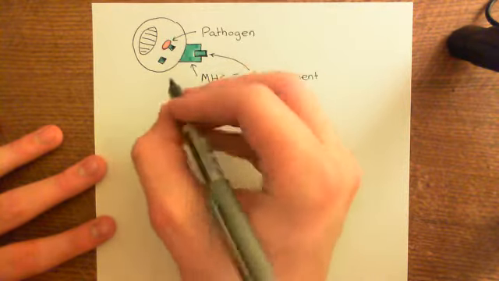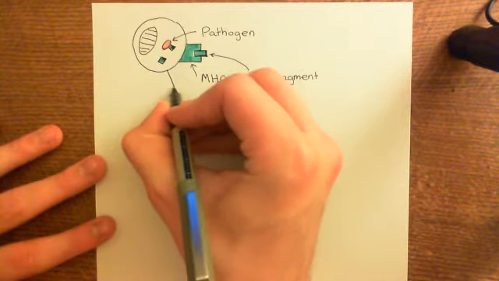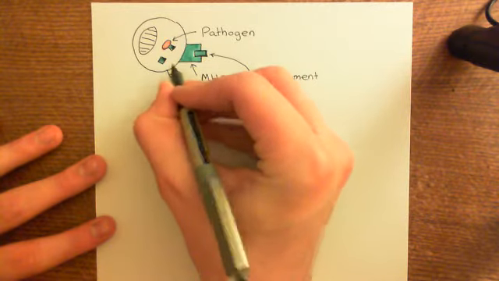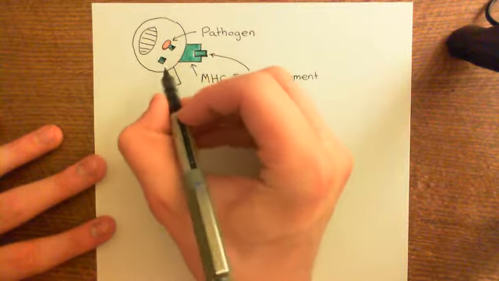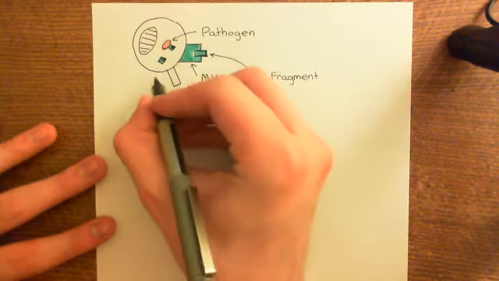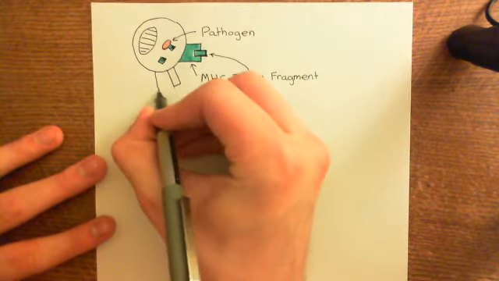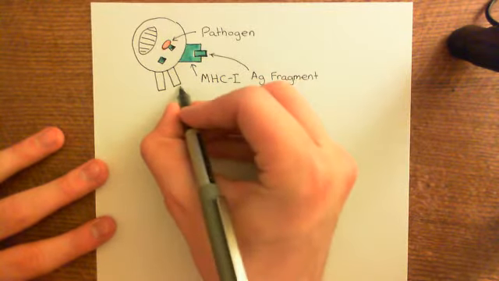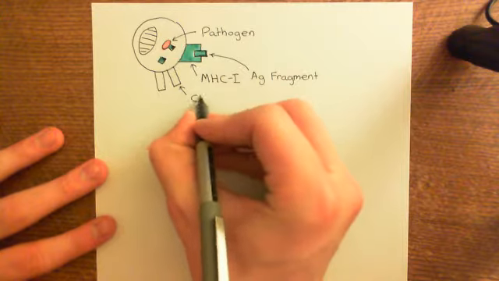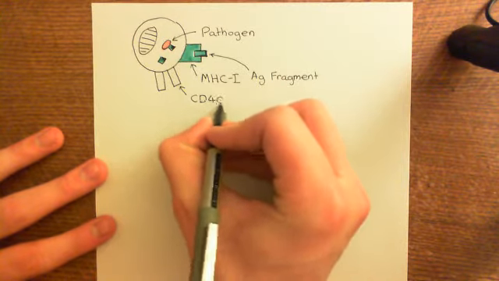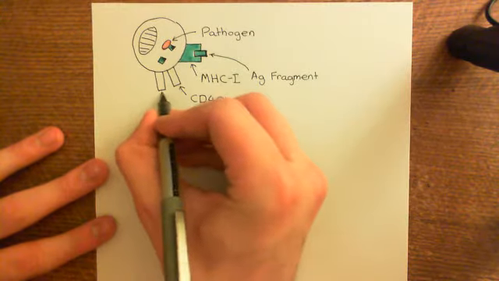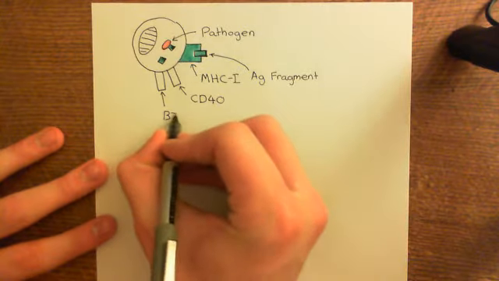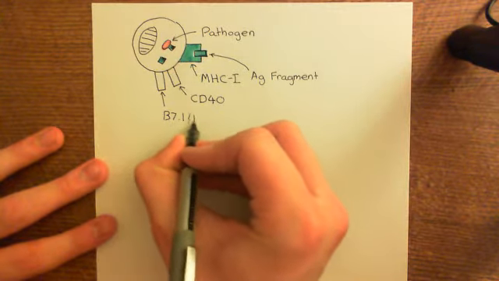So the professional antigen-presenting cell will also have co-stimulatory molecules on its surface, which have been expressed because of the activation of the pattern recognition receptor. Okay, so let's say these are the co-stimulatory molecules, and luckily they're basically the same ones. So you'll have CD40 and B7.1 or B7.2.